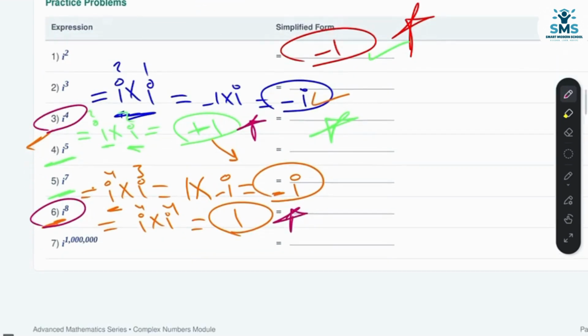That means if we're trying to simplify i to the power 1 million, ask yourself, is the power 1 million divisible by 4? Divisible by 4 means when you divide 1 million by 4, are you getting a whole number? Yes, so 1 million is divisible by 4. Since the power is divisible by 4, the final answer in the end will be just 1.